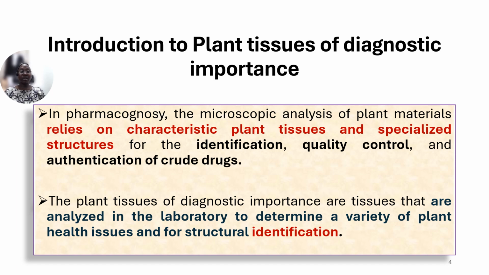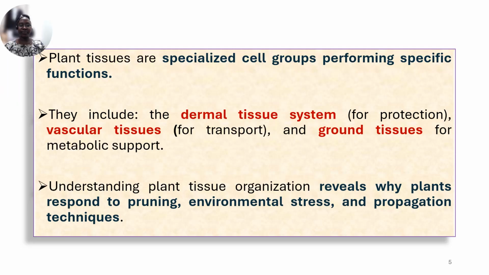So the plant tissues of diagnostic importance are tissues that are analyzed in the laboratory to determine a variety of plant health issues and for structural identification. If the plant has been through stress or something, there are some tissues that can help us identify this kind of stress. If the plant is from a certain source or a certain family, there are some tissues that can help us identify all those. So we will go together through this and see how we can navigate about it.